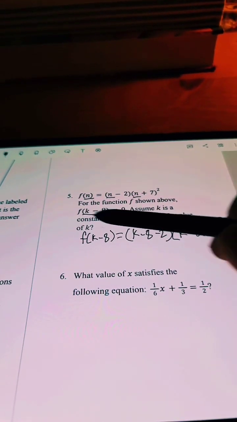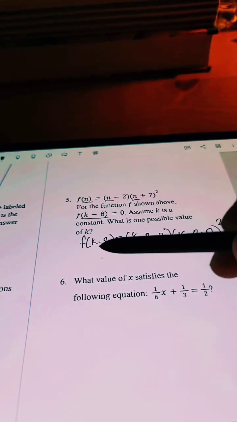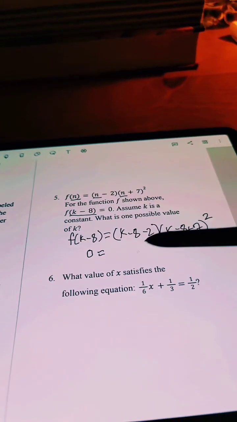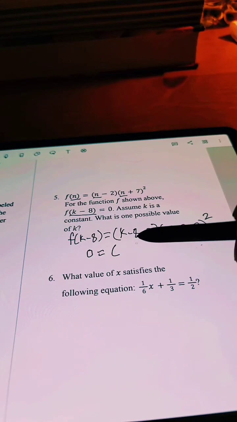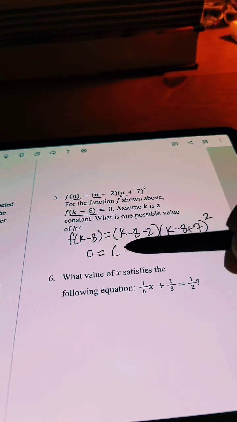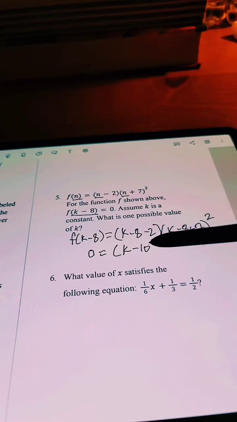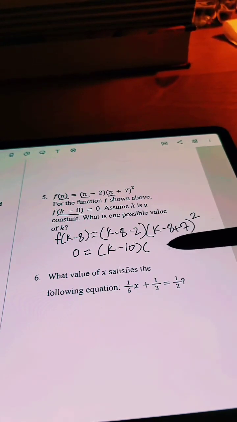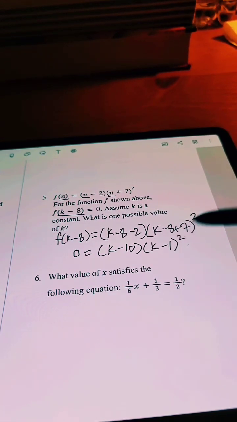Now remember, the problem said that f of k minus 8 is the same thing as saying 0, so I can replace this whole part right here with a 0. And then I can simplify these portions right here. So for the first set of parentheses, I can say, okay, minus 8 minus 2 is going to be minus 10. So k minus 10. And then over here, minus 8 plus 7 is just minus 1. So I can say I have k minus 1 squared.